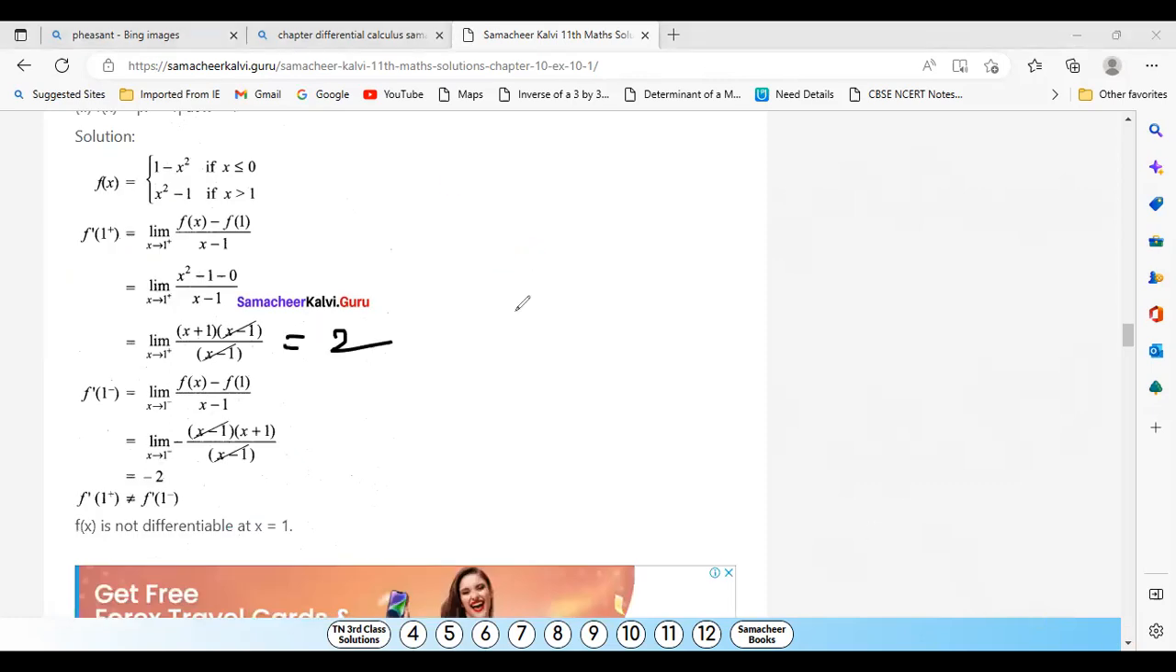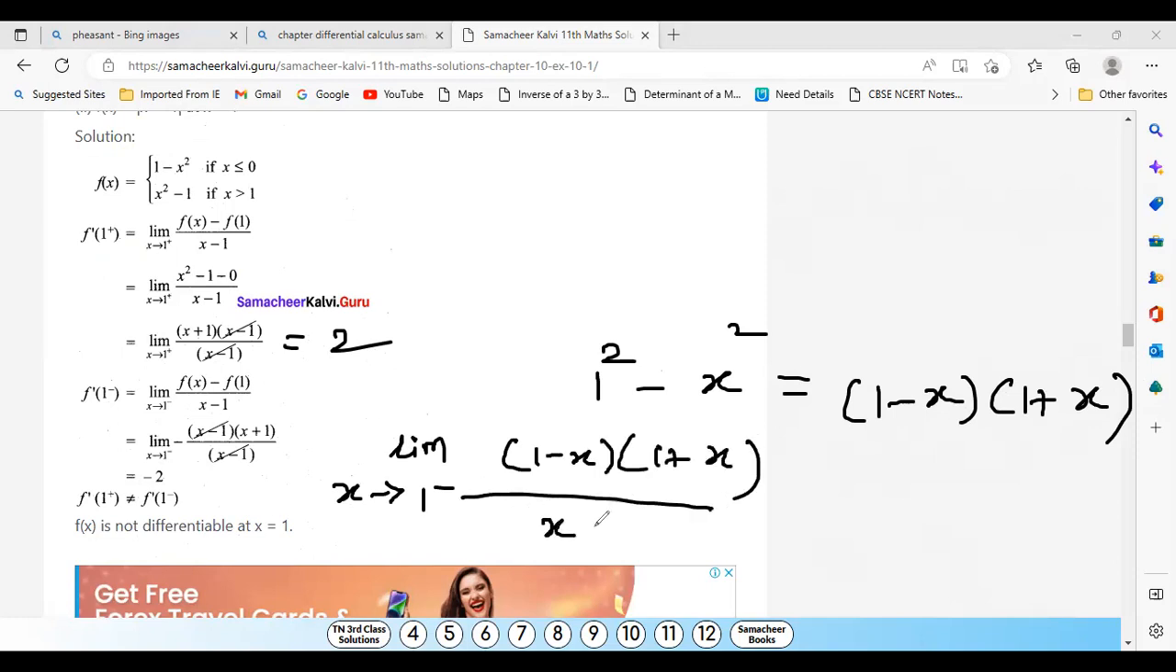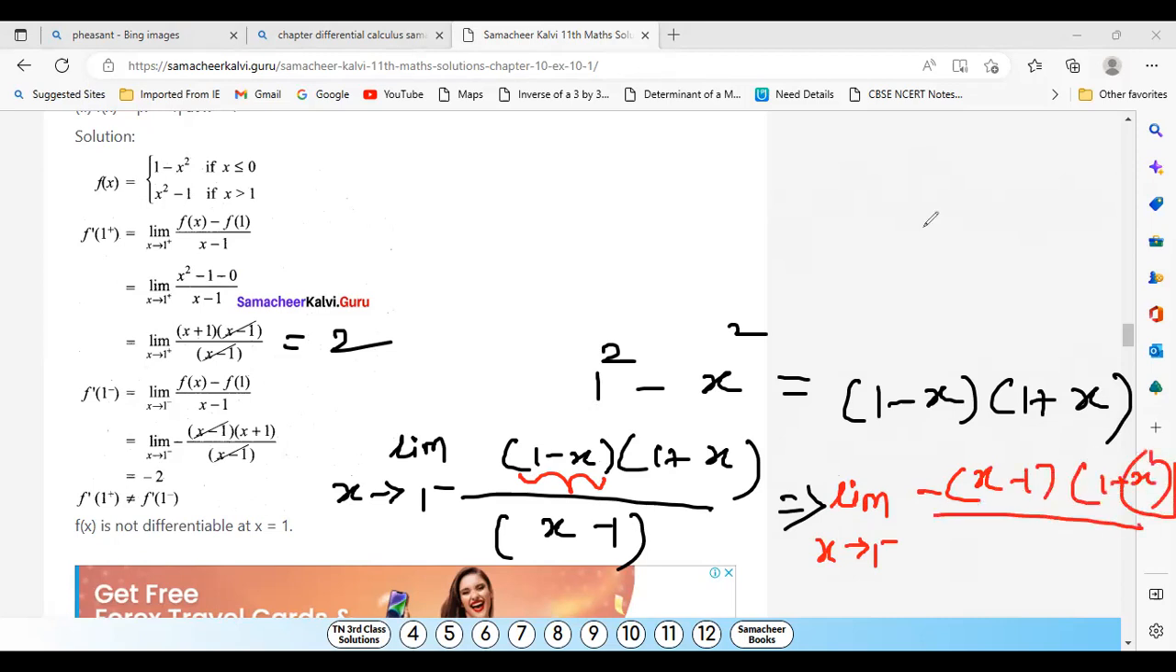The answer is 2. So now what if you are approaching from the left side? On the left side, we know the function becomes 1 minus x square, right? 1 minus x square means it's just 1 square minus x square, which can also be written as 1 minus x into 1 plus x. So it's limit x approaches 1 minus, 1 minus x into 1 plus x upon x minus 1. Now, to cancel the numerator and denominator partially, you just take the minus sign outside. What happens? You will have limit x approaches 1 minus, minus of x minus 1 into 1 plus x. The 1 plus x and the denominator x minus 1 remain the same. I'm just rewriting this as minus of x minus 1. Is it clear?